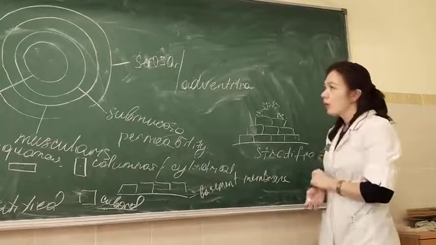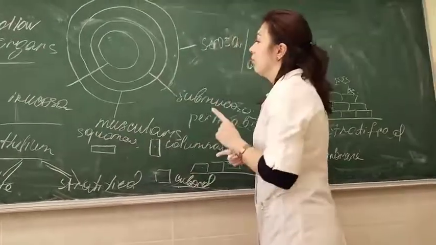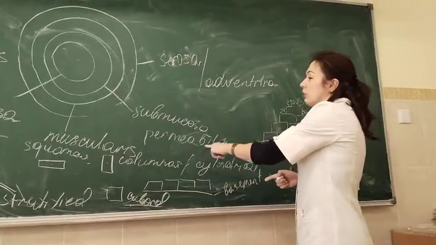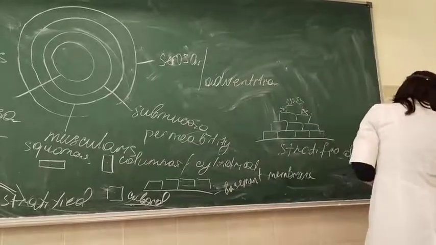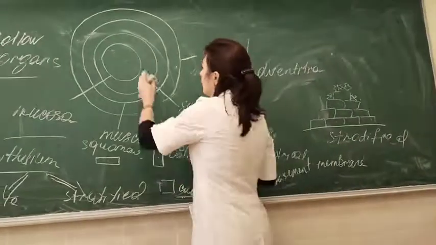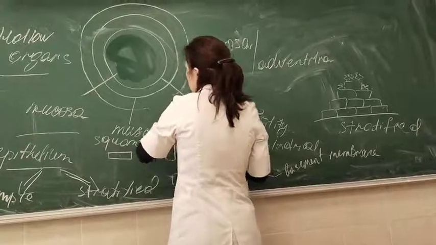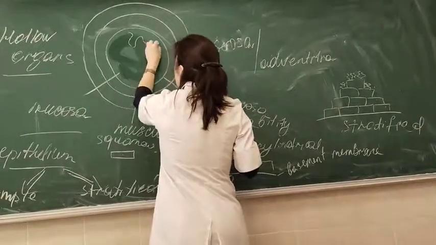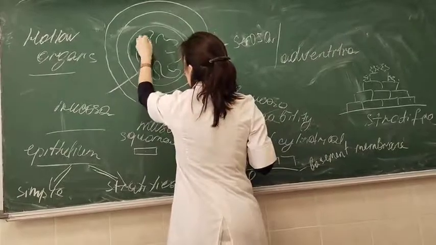So in the description of mucosa, you should always give the type of epithelium that covers it. Under the mucosa, there is submucosa. Submucosa contains vessels and nerves for supply of the organ. And the better the submucosa is developed, the more folds the mucosa of the organ contains.